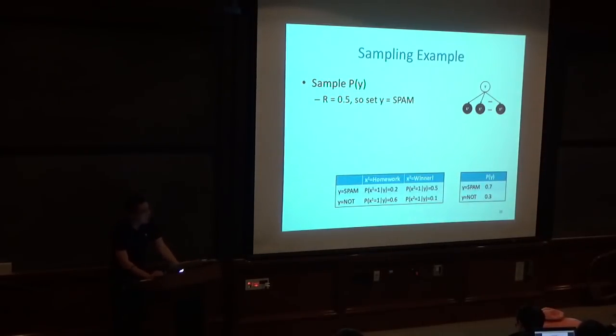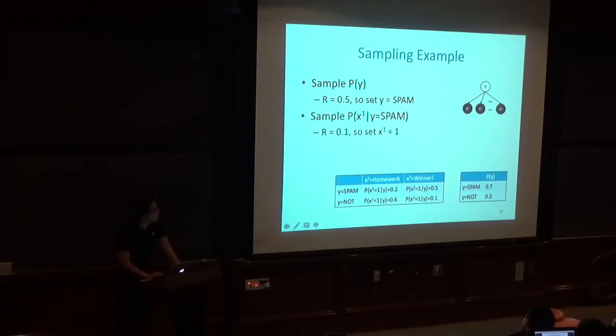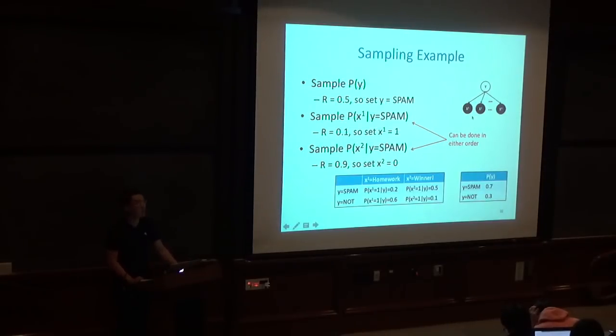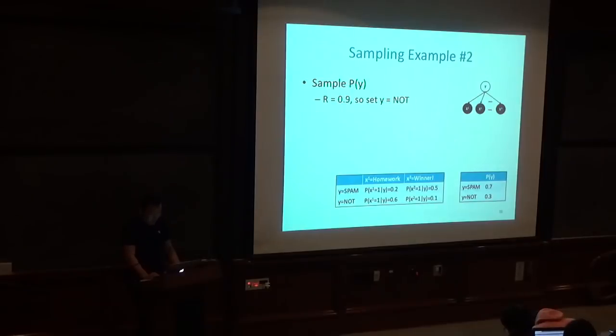So if this is the model, we can sample a random variable. It's 0.5, so we set Y equals spam. And then if we sample a new random variable, it's now 0.1, so we set x1 equal to 1, conditioned on Y equals spam. Then we sample x2, and we draw another random variable. The random number is 0.9, so we set x2 equals 0, given Y equals spam. And these two can be done in either order. Either order respects the topological ordering of the graphical model.